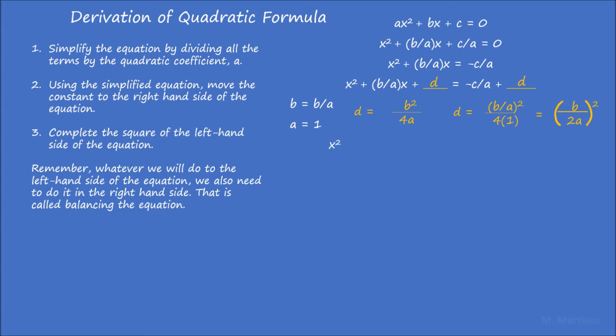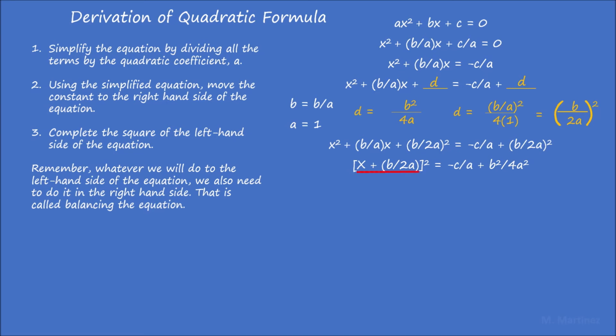Our equation will now become x squared, plus b over a x, plus b over 2a squared, equals negative c over a, plus b over 2a squared. This equation is now a perfect square. We can now write our equation as the quantity x, plus b over 2a, squared, equals negative c over a, plus b squared over 4a squared.